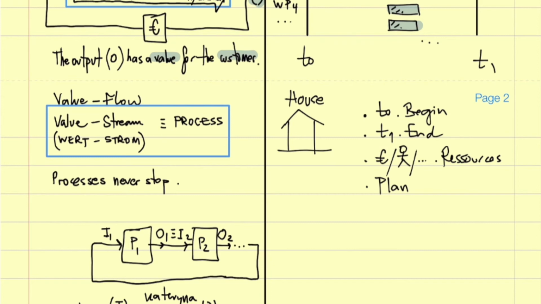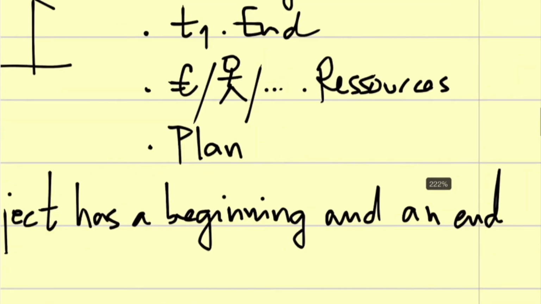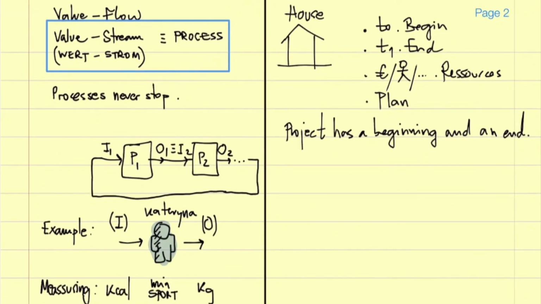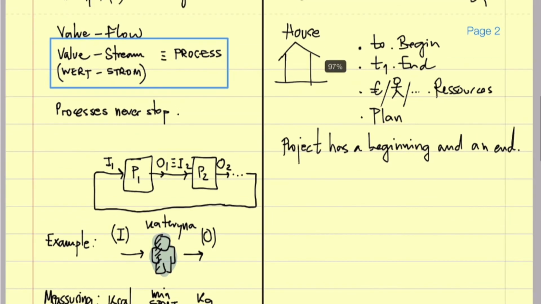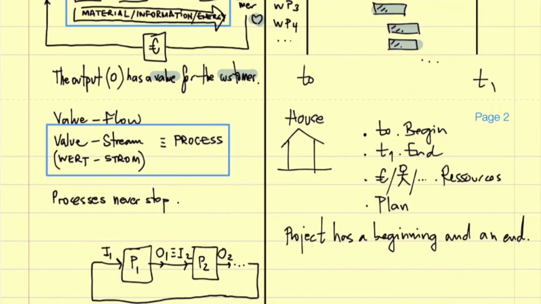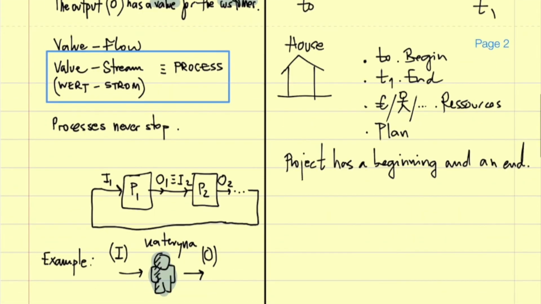The fact is that a project has a beginning and an end. Without a beginning and an end, we will not have a project. And because of this fact, we will be having two different... So is this clear? Just as a general concept, definition.